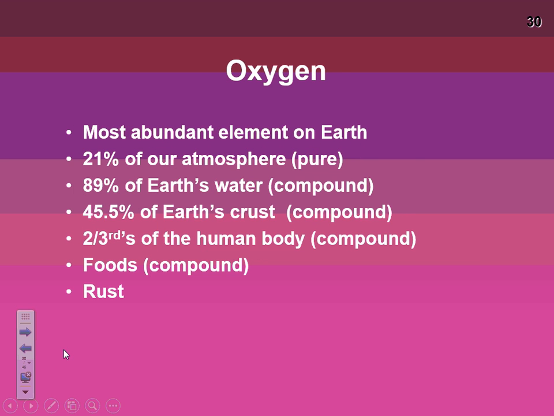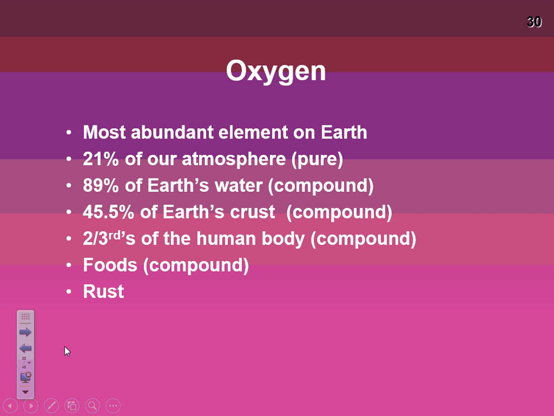Okay, so what are some common things? We won't spend a lot of time here on oxygen's characteristics for the most part, but it is the most abundant element on Earth. 21% of our atmosphere, 89% of the Earth's water, 45.5% of Earth's crust, and two-thirds of the human body. So all those are compounds. Only 21% of the atmosphere is pure oxygen. Actually, the most is nitrogen.